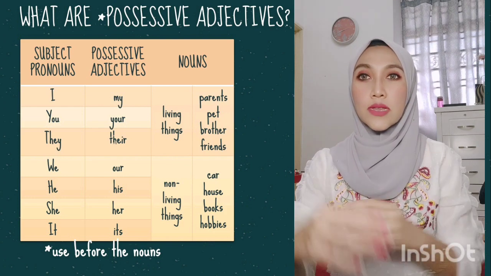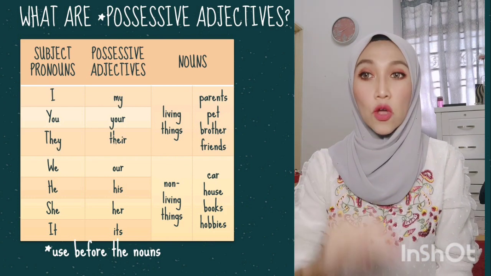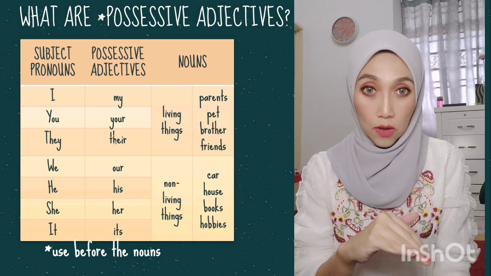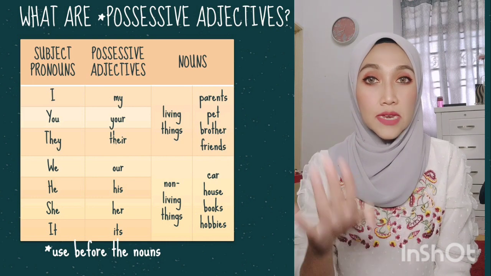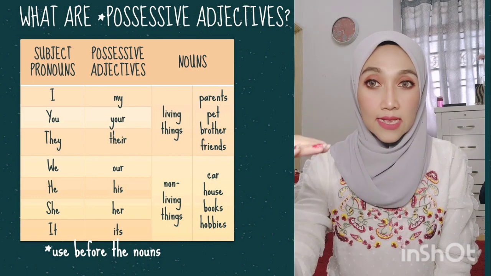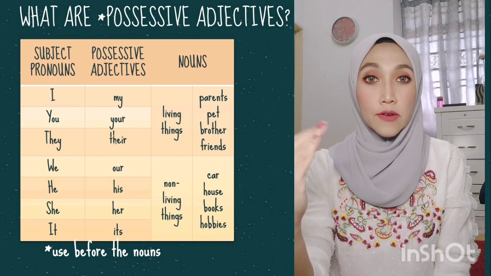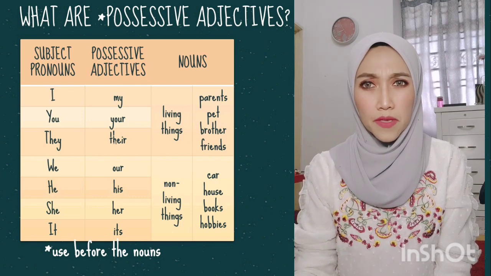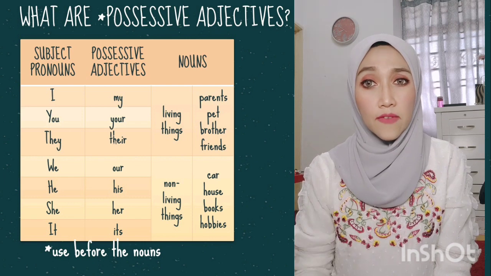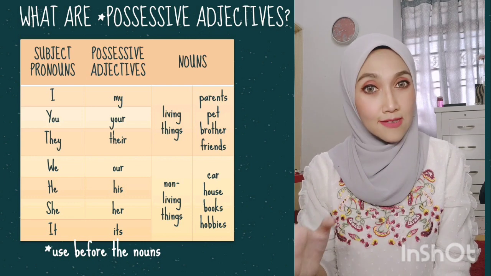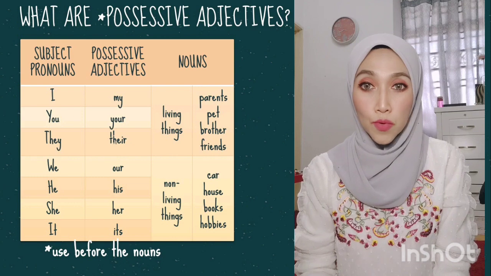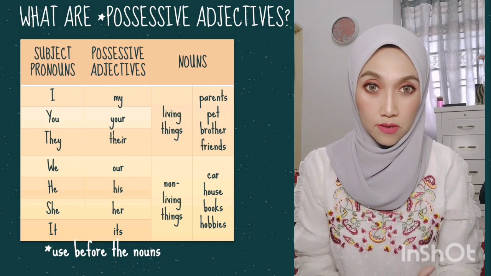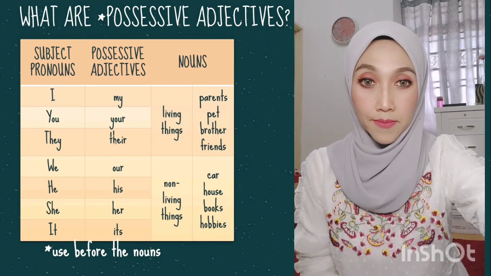Next, what about nouns? Normally we use the possessive adjective before the nouns. Examples of nouns are living things and non-living things. For living things, definitely humans like parents, pet, brother, friends. Non-living things will be things like car, house, books, hobbies. All right, so let's look at the examples so that you can see it clearer.